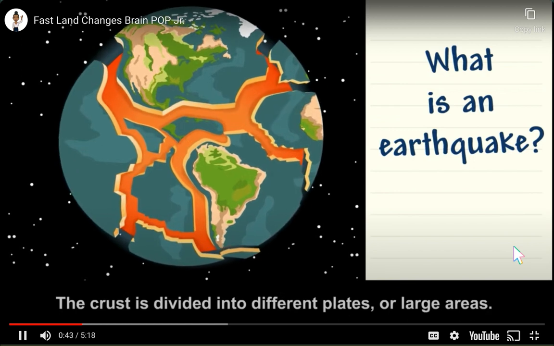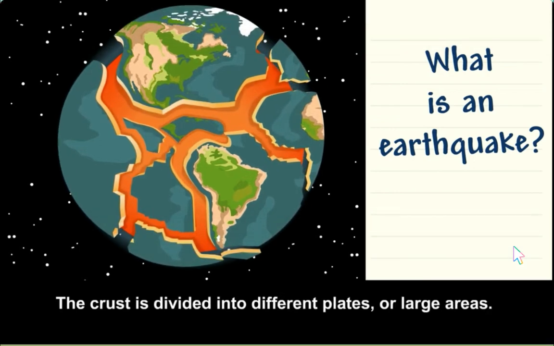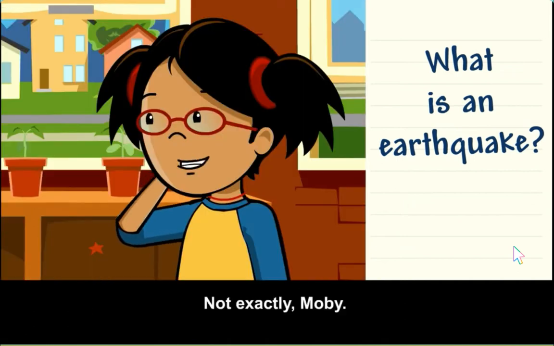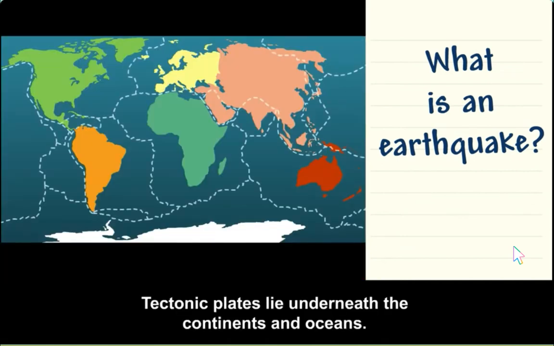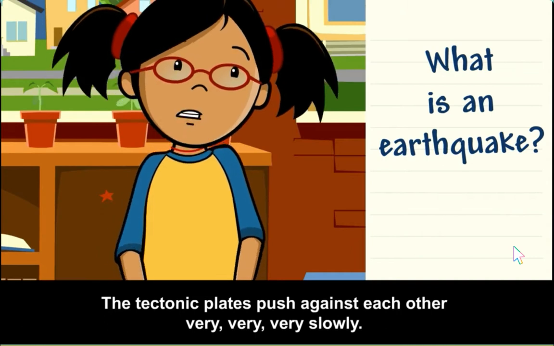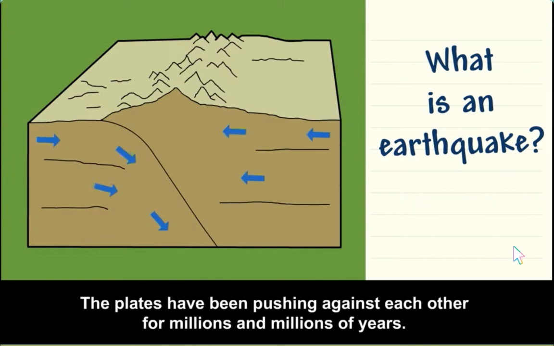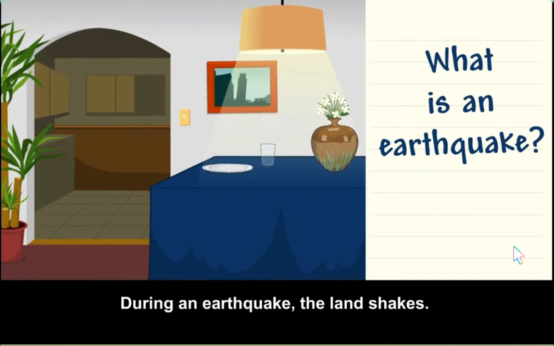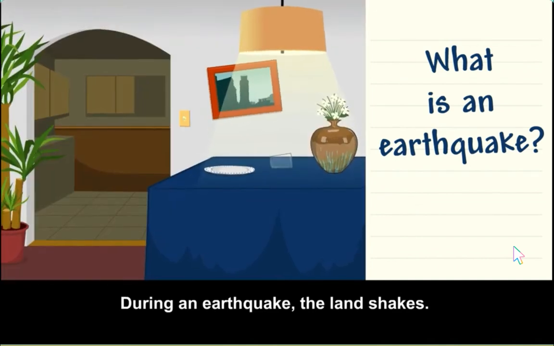The crust is divided into different plates, or large areas. Not exactly, Moby. Tectonic plates lie underneath the continents and oceans. The tectonic plates push against each other very, very, very slowly. The plates have been pushing against each other for millions and millions of years. Sometimes the plates slip and cause an earthquake. During an earthquake, the land shakes.